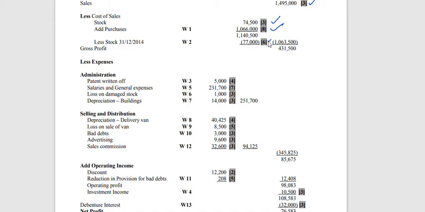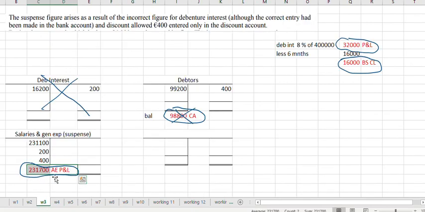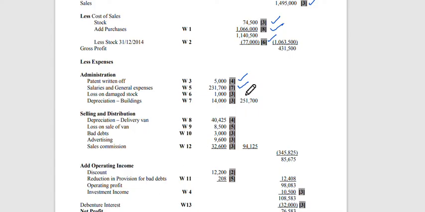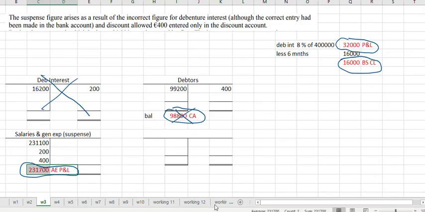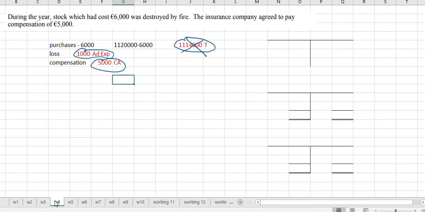So big marks there. Patent written off, that came from our patent note, 4 marks. Salaries and general expenses, that came from our suspense note, which was this one here, 231,700. Big marks again. Loss on damaged stock, that was a note. Note 1, I think, 3 marks. No, actually, loss on damaged stock, where was that? 1,000. I'm just trying to, there we go, from note number 4 in our notes.